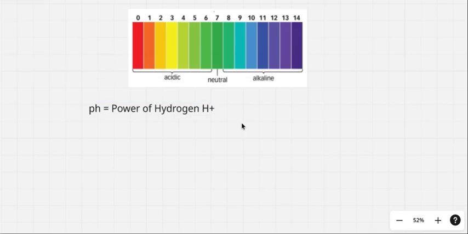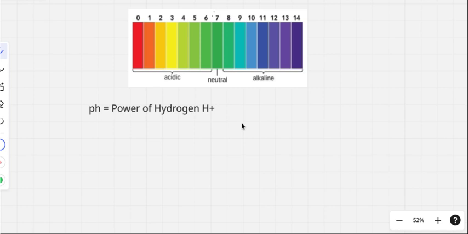Now, over here, I have the pH scale, so up the top, and from 0 to 6, that is known as acidic. From 8 to 14, it is known as alkaline. And right down the middle, we have number 7, which is neutral.